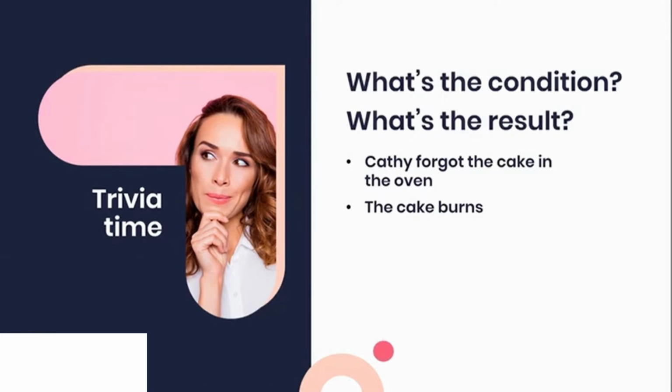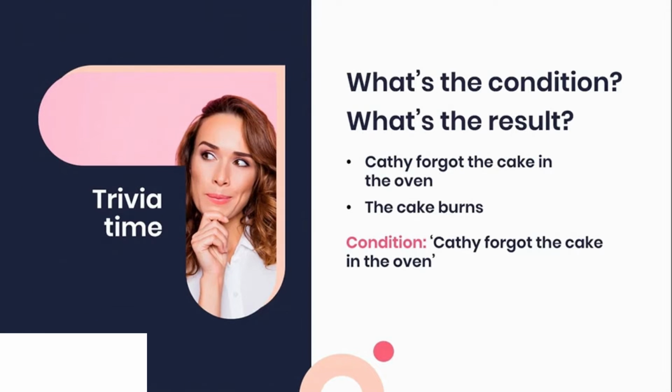The condition is Kathy forgot the cake in the oven. That's because forgetting the cake in the oven causes something else to happen. It causes the cake to burn. It has the power to change the situation or outcome. Therefore, it's the condition. The result is the cake burns. That's because it's the outcome of the situation. It's what happens because of the condition.